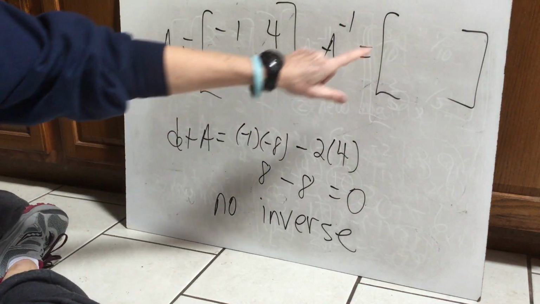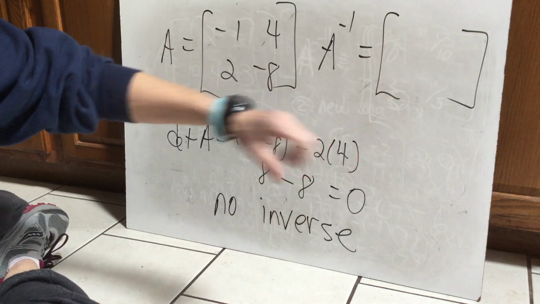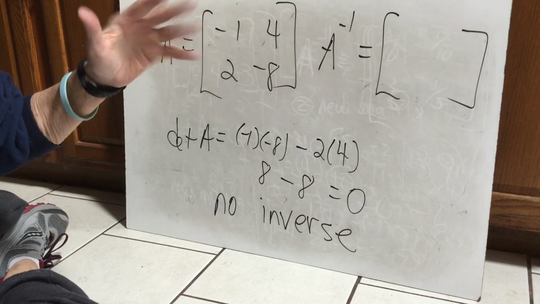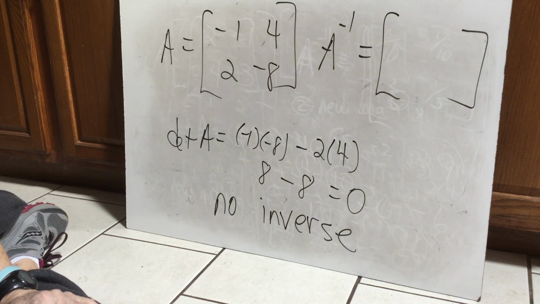Remember in the last problem, we divided by 10? That's fine. You can divide by 10, but you cannot divide by 0.